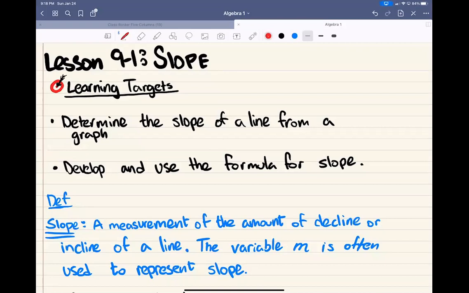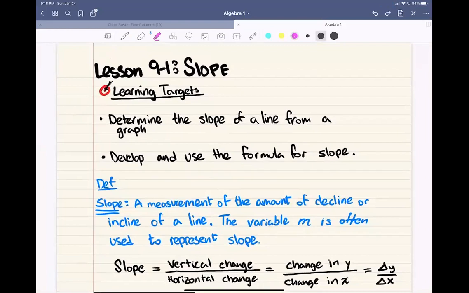Today we're going to do lesson 9-14 in Algebra 1. That is, we're going to focus on what's called slope. Our learning targets for today are to determine the slope of a line from a graph, that's this part right here, but we also want to know how to develop and use the formula for slope.